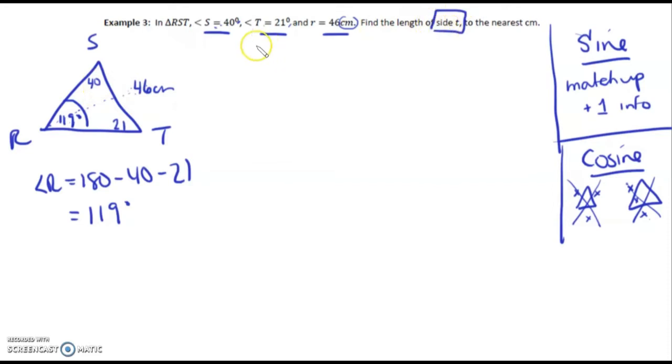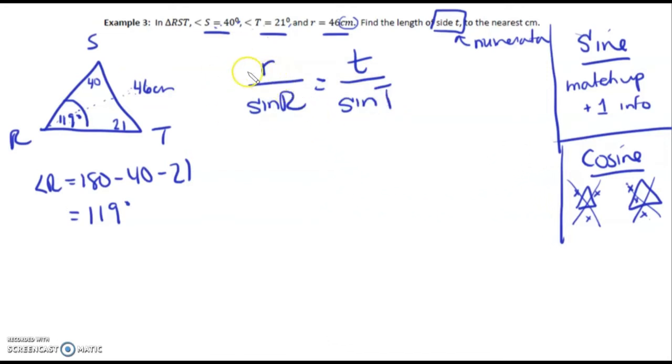So we're finding side length T. So let's put the side lengths on the top, so numerator. Okay, so let's go r over sine R equals t over sine T. So here's our complete matchup. Side r is 46 over sine 119. And we don't have t, so we'll just leave it as t. And then sine T is 21 degrees. Okay, remember sine, cos, and tan are always beside an angle. So these are angles. Do not put the side length beside sine, cos, and tan.